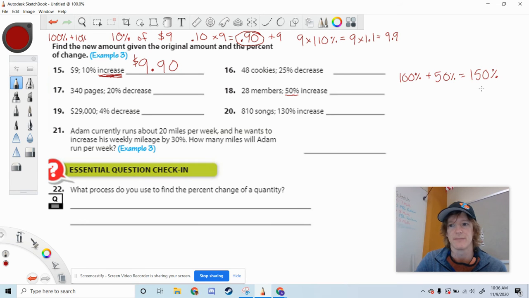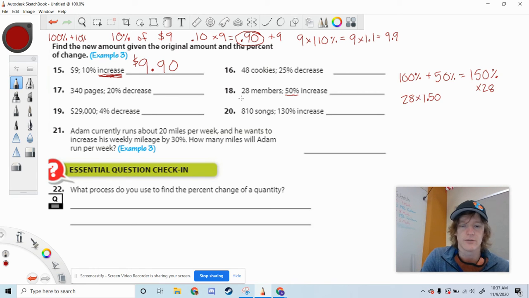of our original members. So we're starting with 28. Well, what we need to do is this is times 28 then. Multiply our original amount by 150%. So we would do 28 times 150%, which is 1.5 or 1.50, because you move your decimal 2 spots to the left.